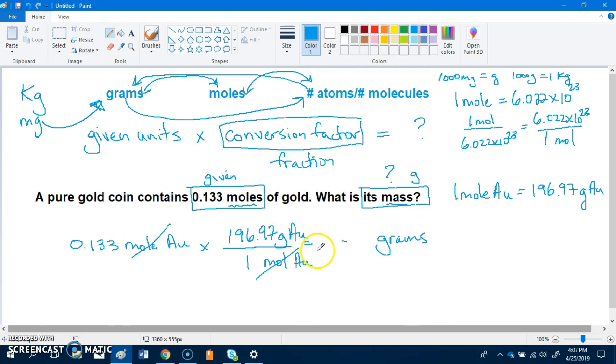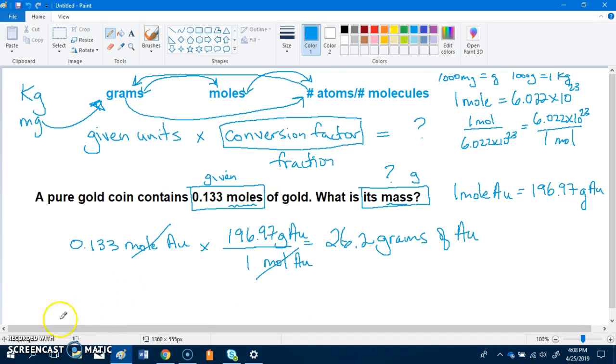Now that I have my equation, I multiply the top and then divide by the bottoms. So 0.133 times 196.97 grams divided by 1 is equal to 26.2 grams of gold. That's our answer.